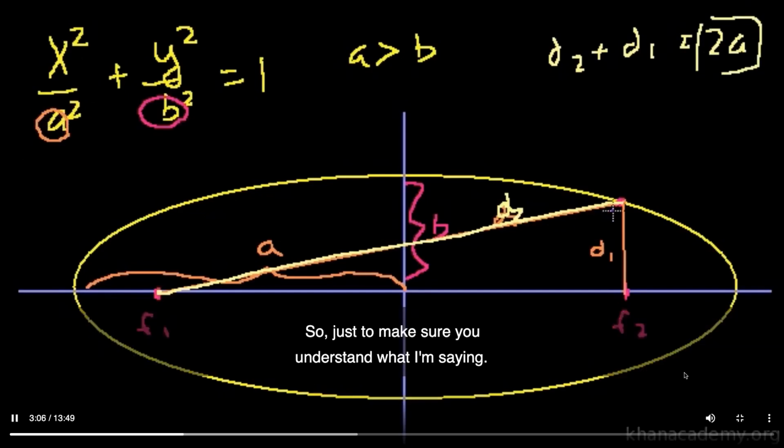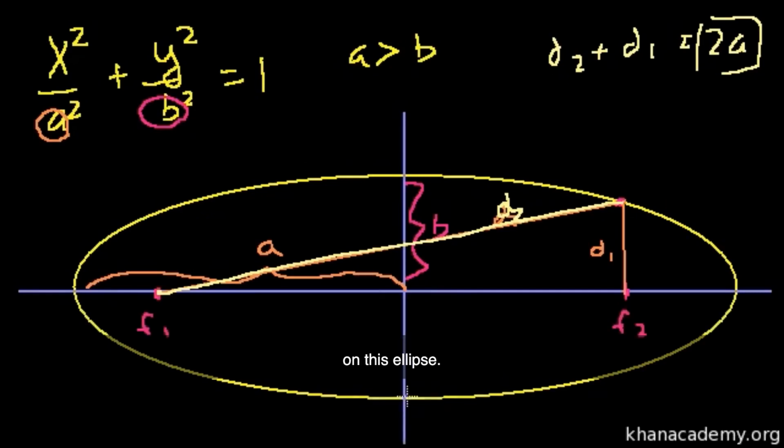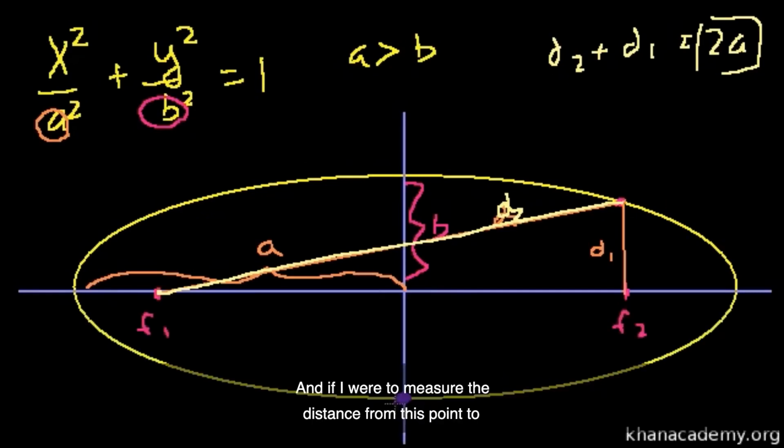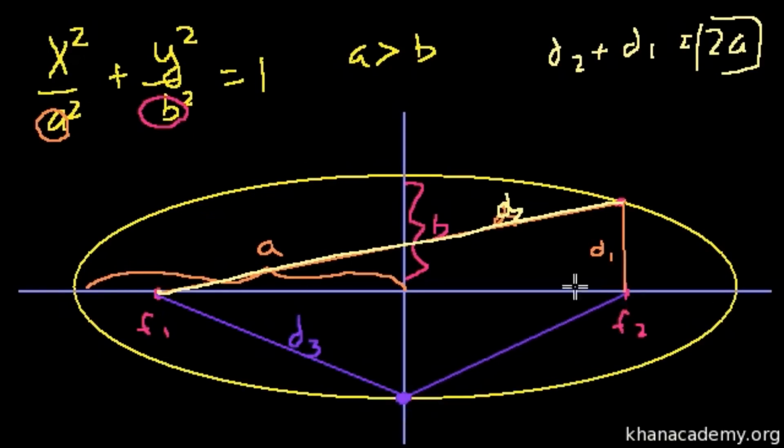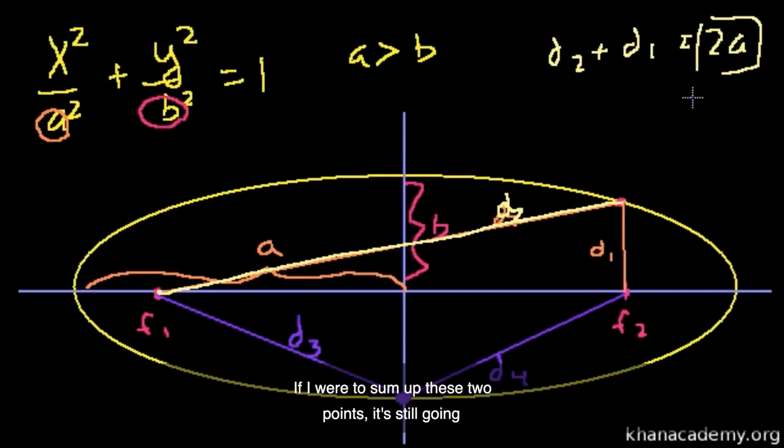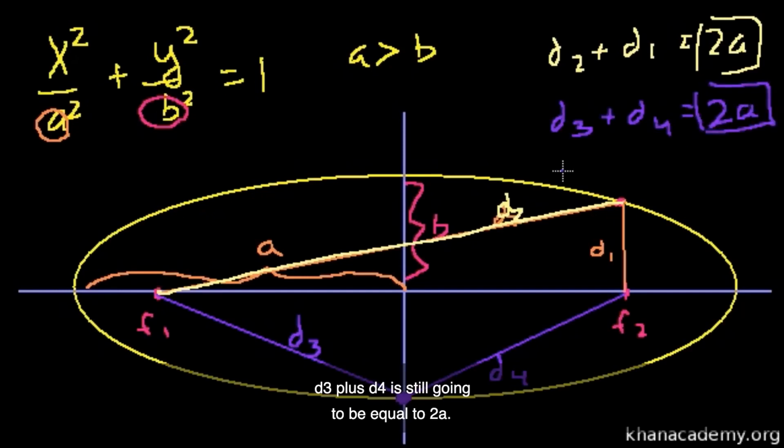Just to make sure you understand what I'm saying, let me take another arbitrary point on this ellipse. Let's take it right there. If I were to measure the distance from this point to this focus, let's call that D3, and then measure the distance from this point to that focus, let's call that D4. If I were to sum up these two distances, it's still going to be equal to 2a. Let me write that down. D3 plus D4 is still going to be equal to 2a.